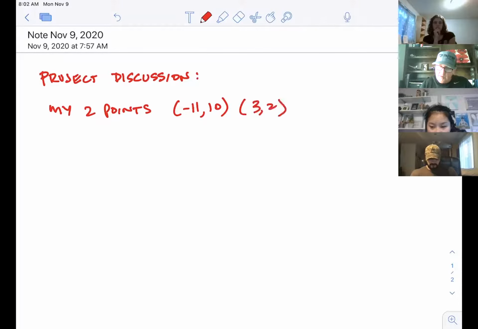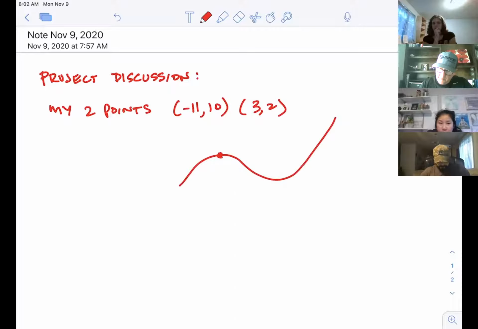So these are my 2 points. And my distance was 16 inches. That's what I was shooting for. And the distance between those two is close to 16 inches. And so, okay, cool. How am I going to get these two points to work? So my graph looks something like that. So this is the point -11, 10. This is the point over here, 3, 2.